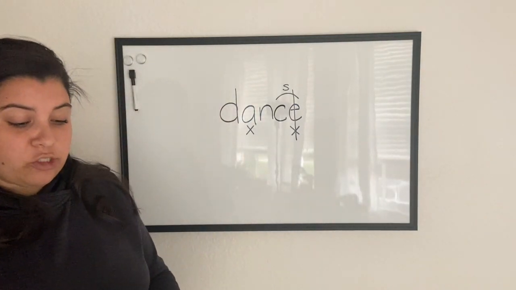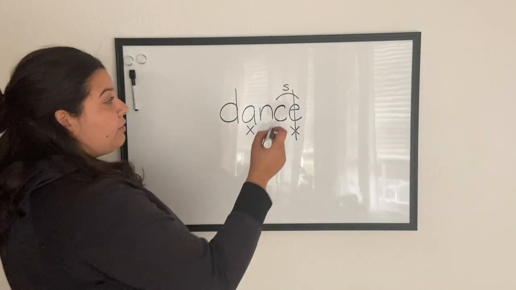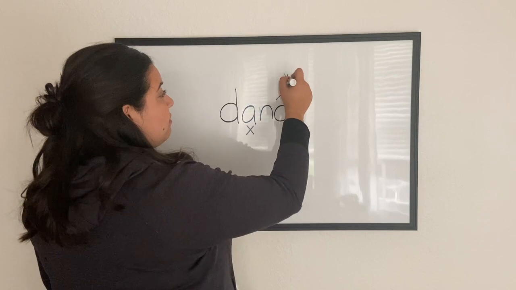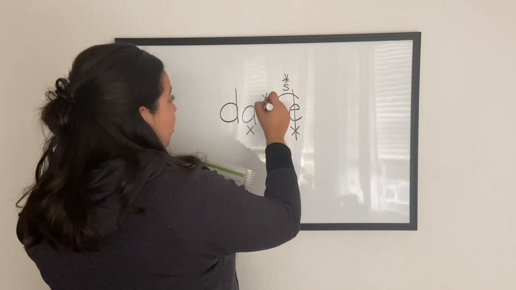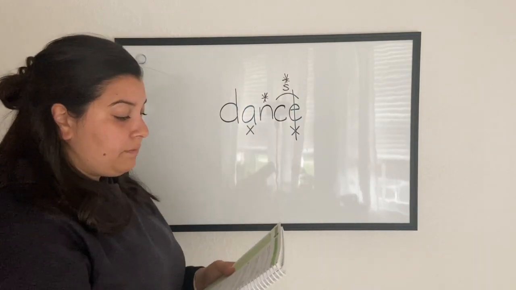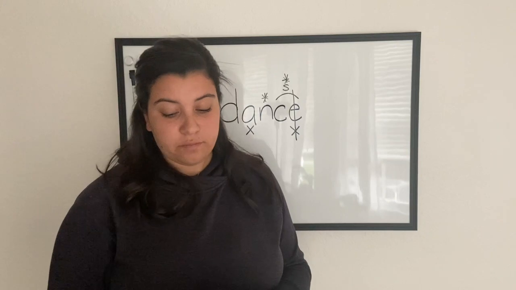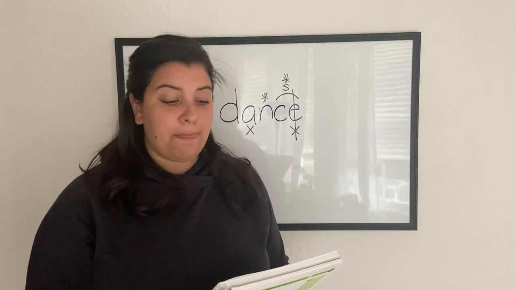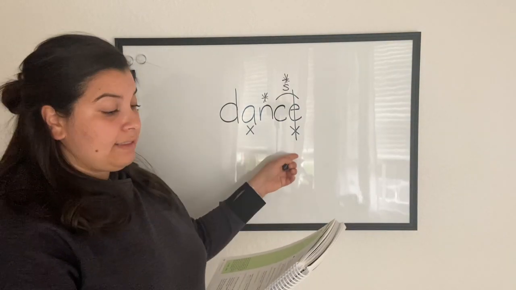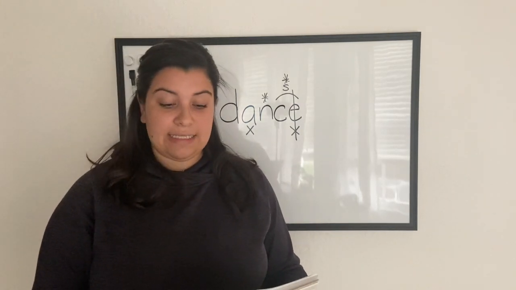So we are going to mark a guardian star over our rainbow S, and we're also going to mark a guardian star over our consonant N. So what is the sound of short A? Short A says ah. What is the sound of C and E together? S. So our word is dance, dance. Melissa goes to dance class every day.